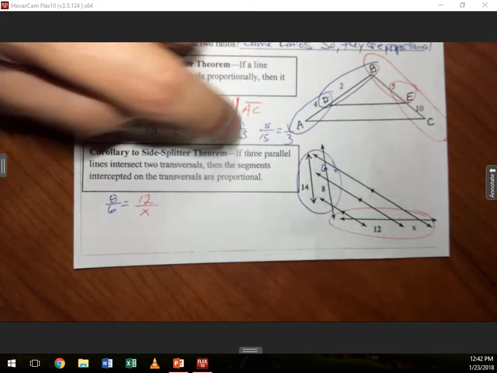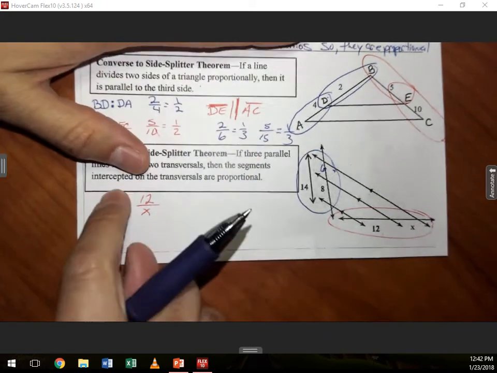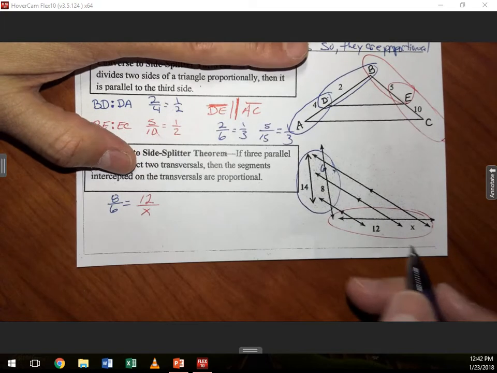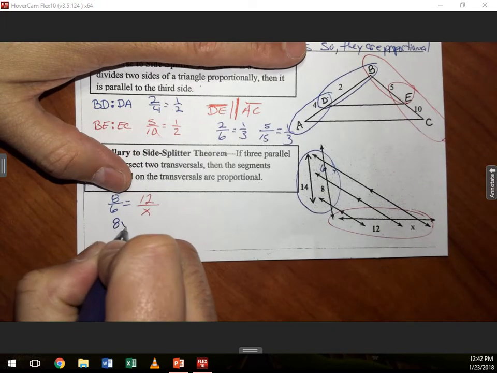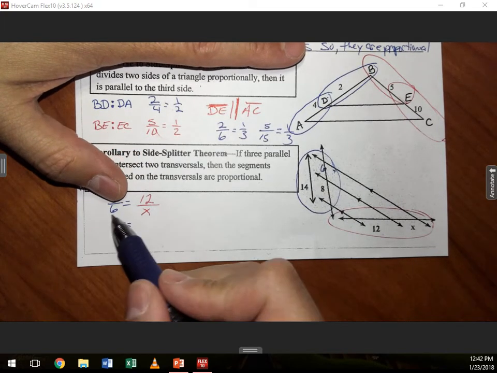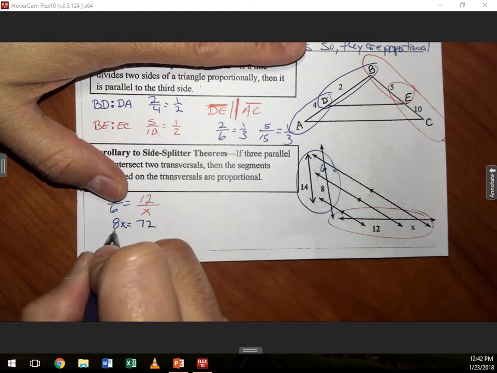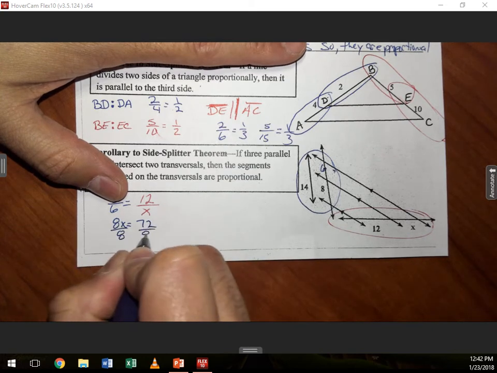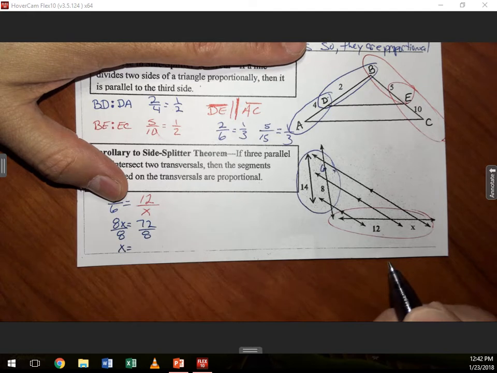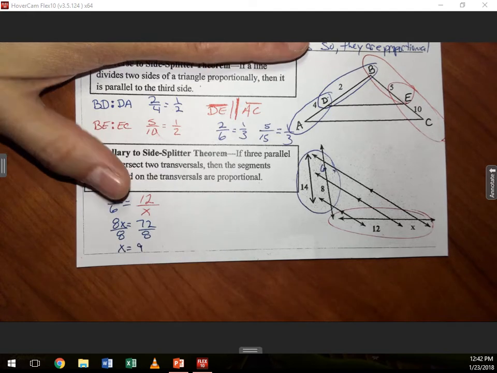Okay, so let's go ahead and try and solve this now. So 8 times x, so I'm going to use cross products. 8x equals 6 times 12? 72. So divide both sides by 8. X is 9. Okay.